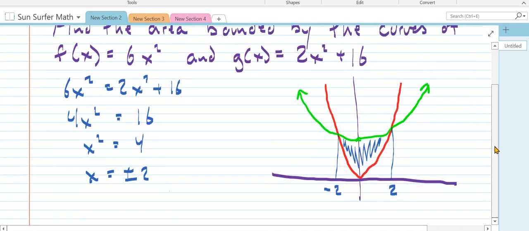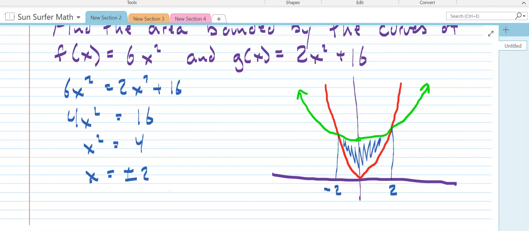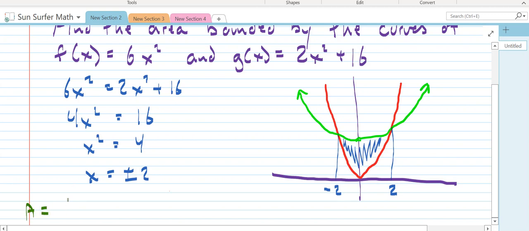And so what we need to do now is set up our integral. And so to set up the integral, the area is going to be the integral from negative 2 to positive 2 from our bounds of integration. And we want the top curve minus the bottom curve. Well, the top curve is the 2x squared plus 16, and the bottom curve was the 6x squared.